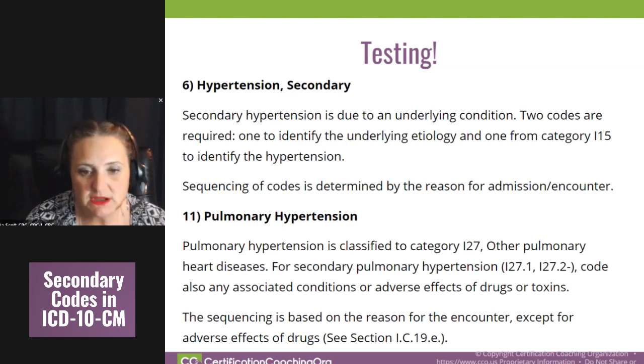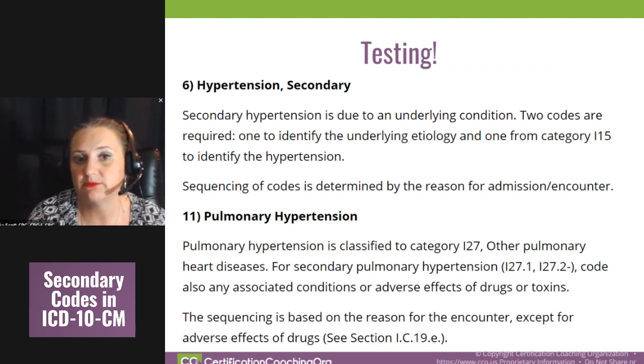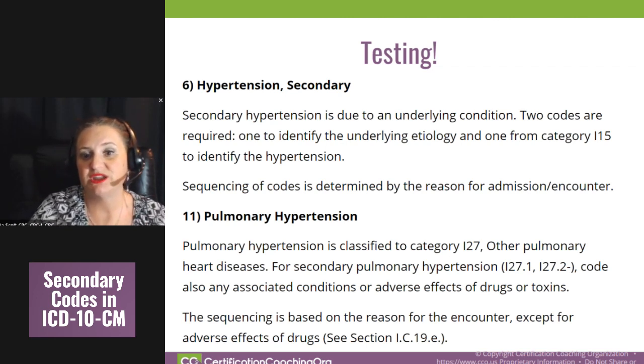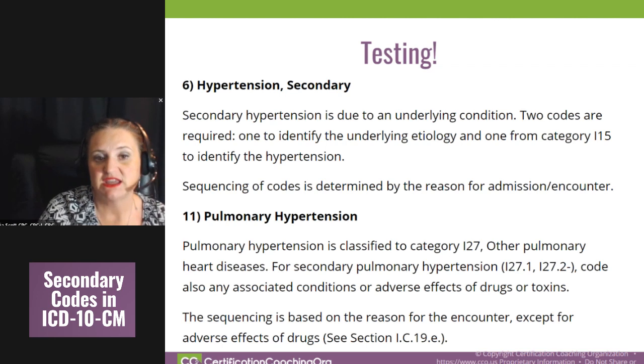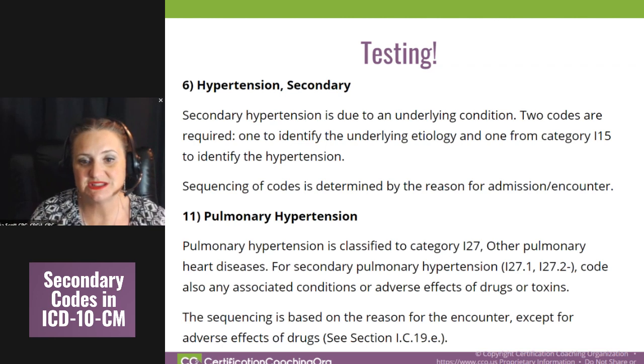Okay. Pulmonary hypertension is very unique. I encourage you to go read more about pulmonary hypertension. As you know, pulmonary has to do with the lungs, and it's a unique type of hypertension. There are guidelines that surround it, and so that's why you should understand how it's different. But it is an I27. So it's not an I15. It's not an I10, right? It's I27. And it specifically is a type of heart disease.